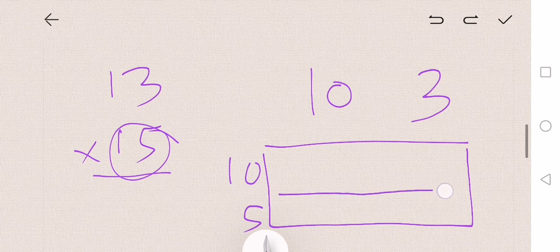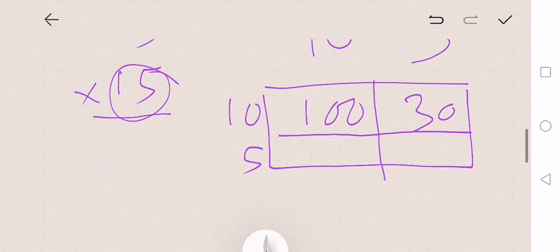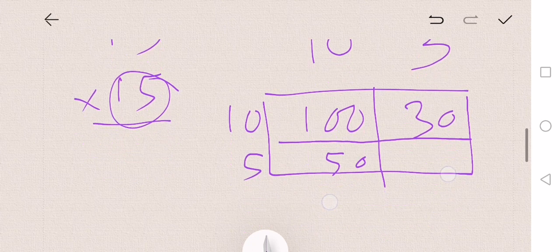As there are two numbers, I need to divide them into the middle. So 10 times 10 is 100. 10 times 3 is 30. That's 50, and that's 15. And just simply add them together.